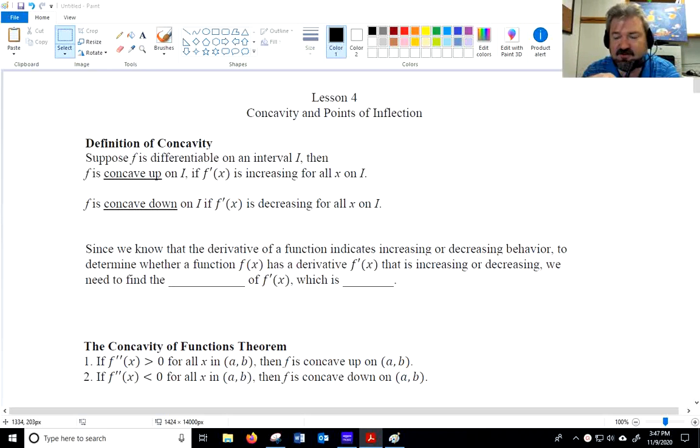This is Unit 5. It's all about applications of the derivative as it pertains to functions. Today we're looking at, in Lesson 4, concavity and points of inflection. So, first of all, what is concavity?